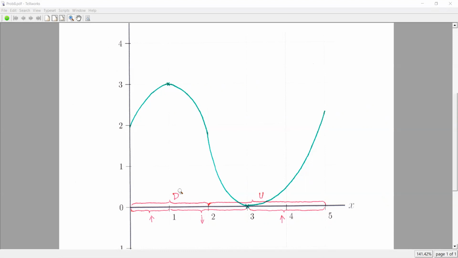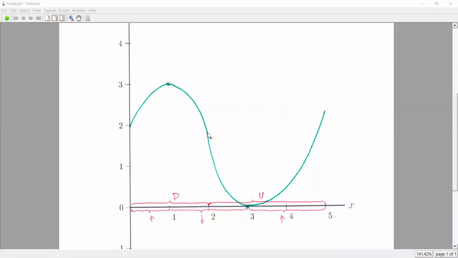The second piece is from 1 to 2. On this interval, the graph is decreasing and concave down. So the graph decreasing, concave down. The third piece is from 2 to 3. Over this interval, the graph is decreasing and concave up and passes through this point. So the graph looks like this curve, decreasing, concave up, and through this point.